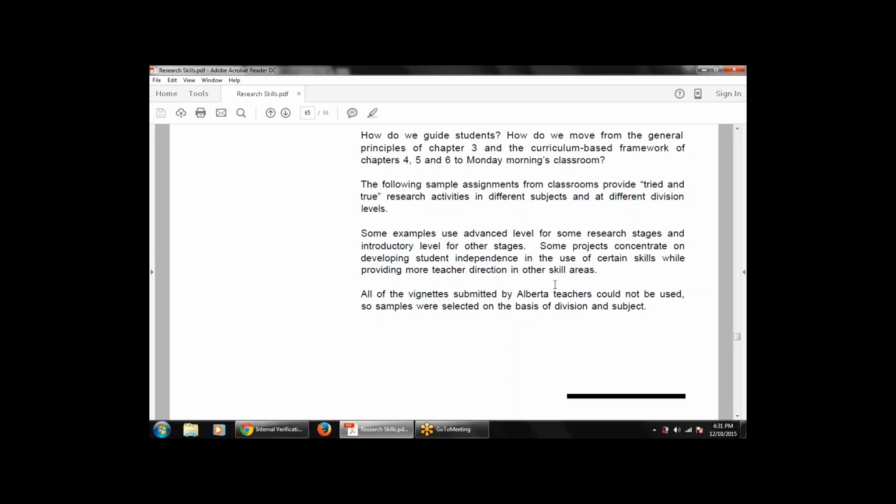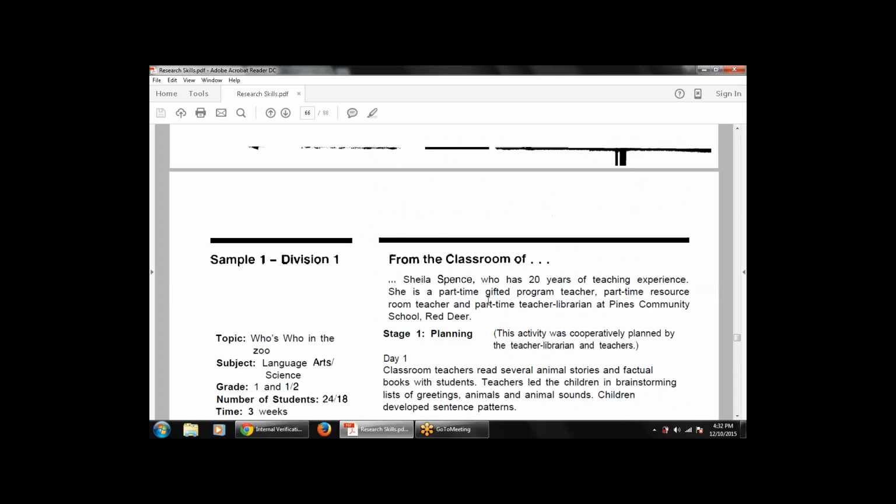And all of the vignettes submitted by the Alberta teachers could not be used. So samples were collected on the basis of the division and the subject, from the activities carried out by the Alberta teachers.